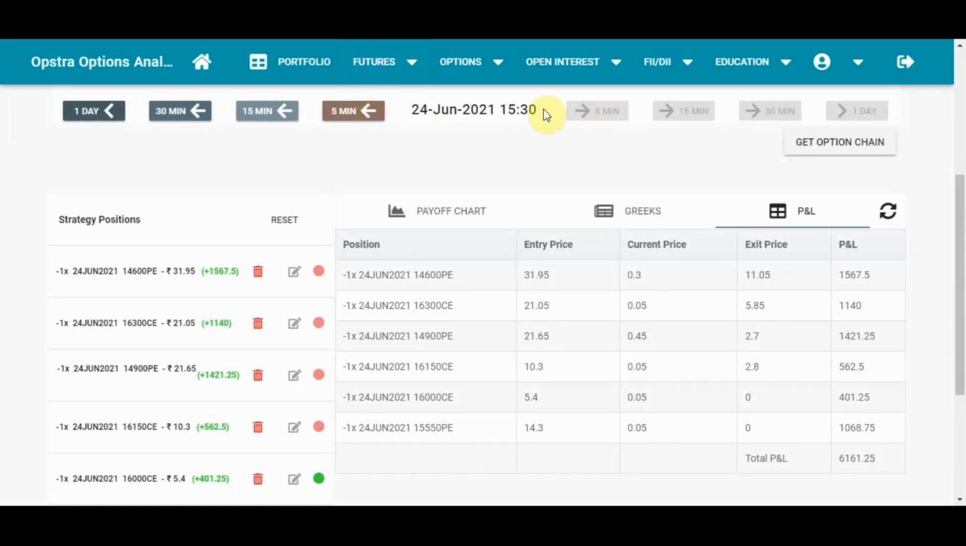So on 24th June at 3:30 p.m., both of these options went to zero and we made good money. We ended up with around 6,161 rupees profit in the June series, including all these adjustments, which is a very good return considering we are using 1.5 lakh as margin. Percentage wise, the return comes around 4% in a month trading monthly options.